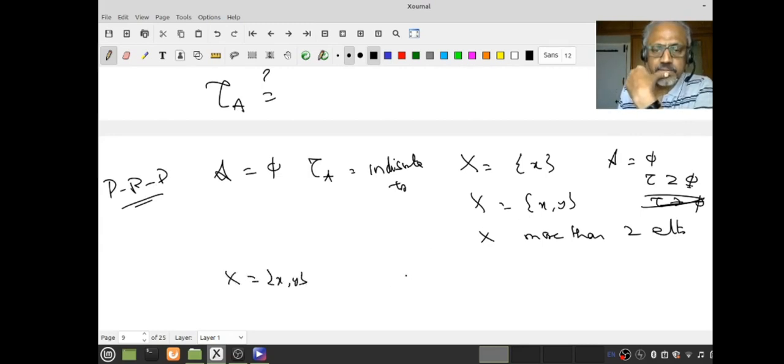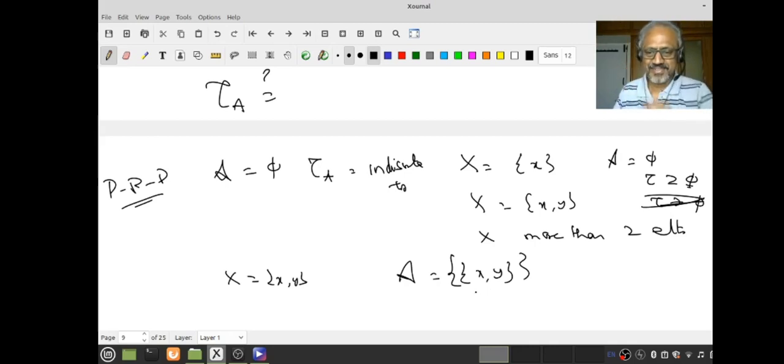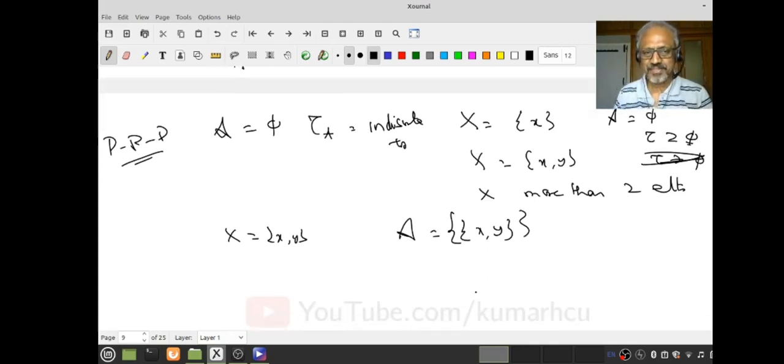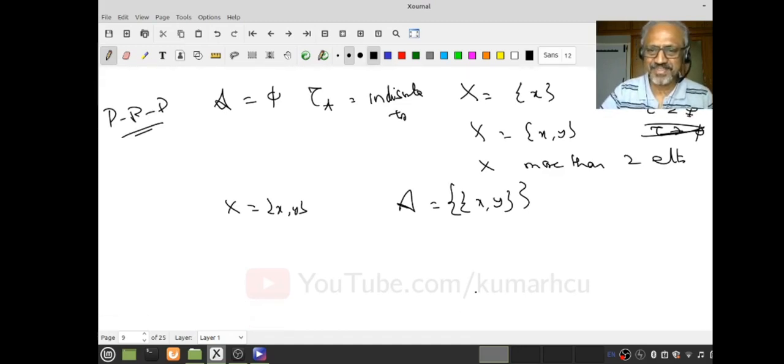Then what are the two-element subsets? It's only one. Notice that I have to do it like this. You understand that? It's a collection of subsets, each subset having two elements. Therefore, this is a collection. Learn to write this kind of thing, because these are the things which I find even MSc students struggle to write carefully.